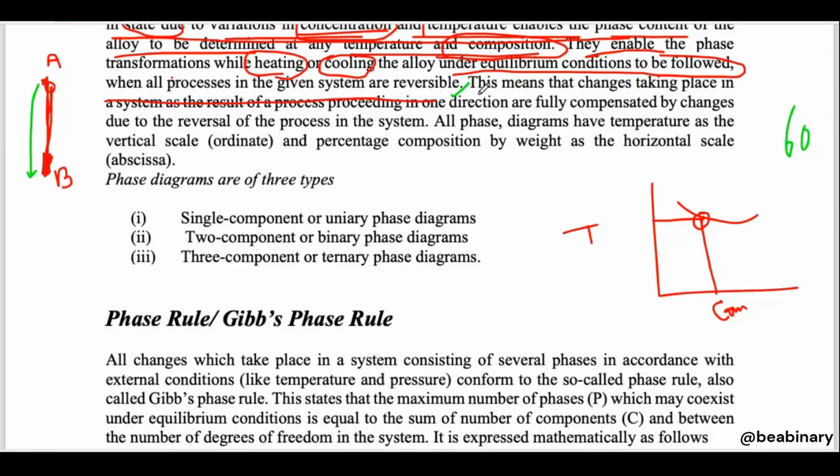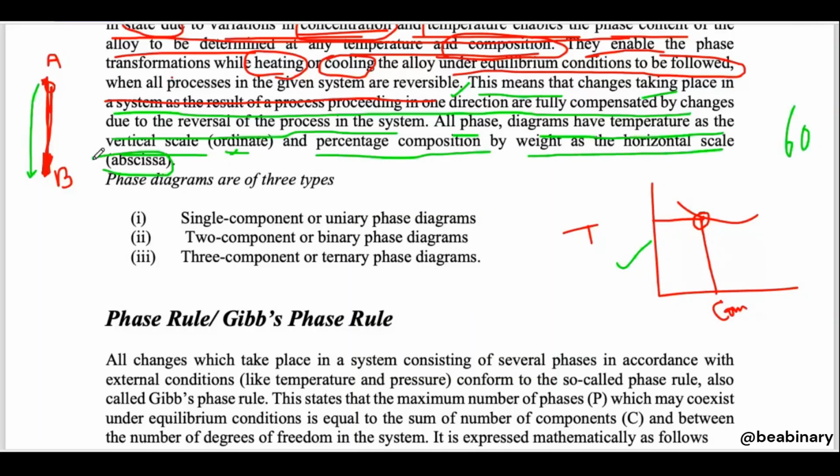So reversible means that the changes taking place in the system as a result of the process proceeding in one direction are fully compensated by the changes due to the reversal of the process in the system. All the phase diagrams have temperature as a vertical scale, or ordinate. Here, as you can see, the y-axis is known as the ordinate, and the percentage of composition by weight is the horizontal scale, which is known as abscissa. Abscissa means the x-axis.